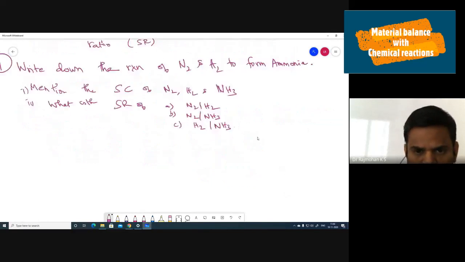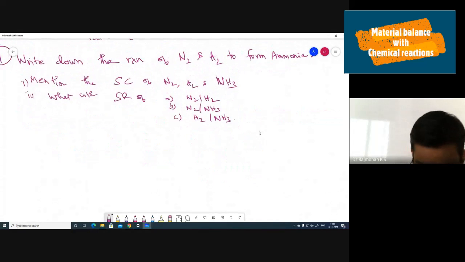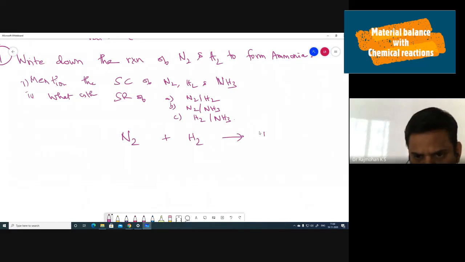So for that, first we have to write the reaction, then balance it. Okay, so we have to stoichiometrically balance the reaction. What is the reaction taking place? What are the reactants given? Nitrogen and hydrogen. What is the product mentioned? Ammonia. Will there be anything else formed? No. Okay. So you can balance the reaction now.